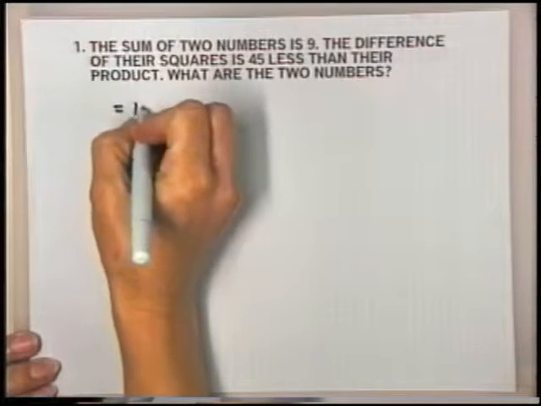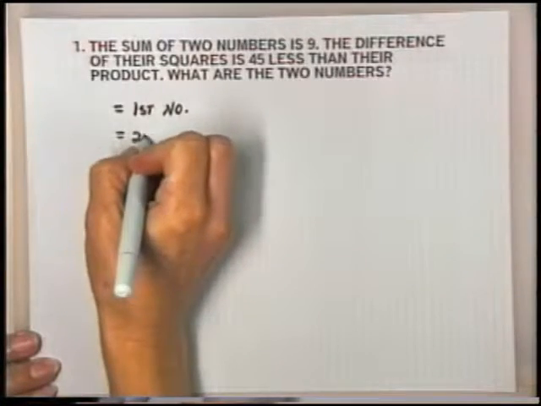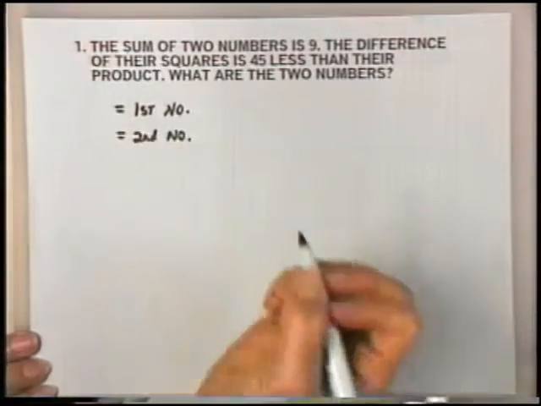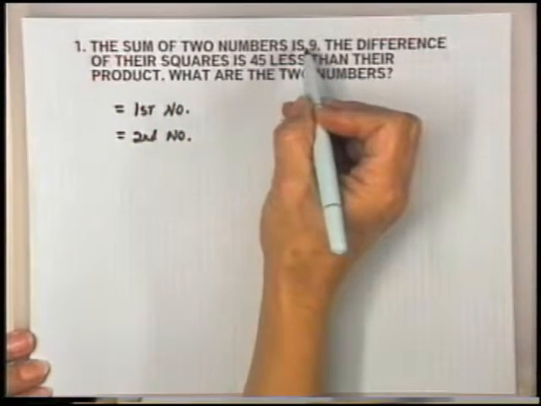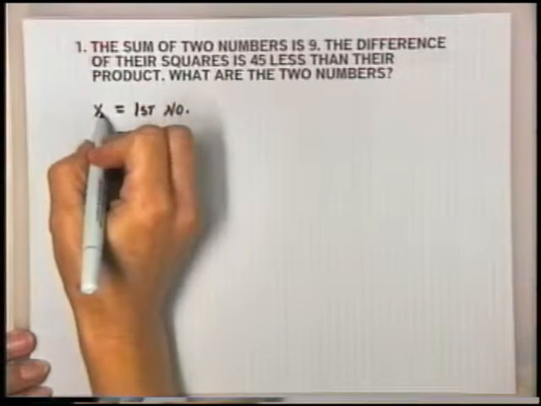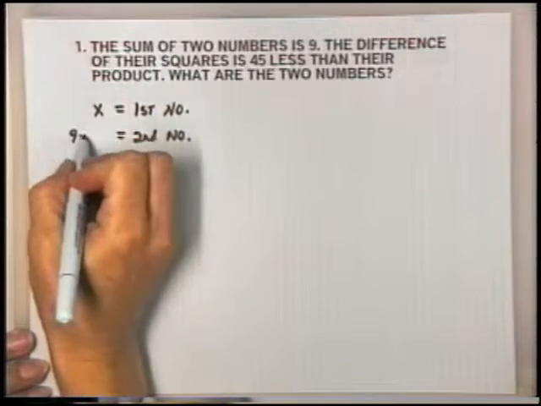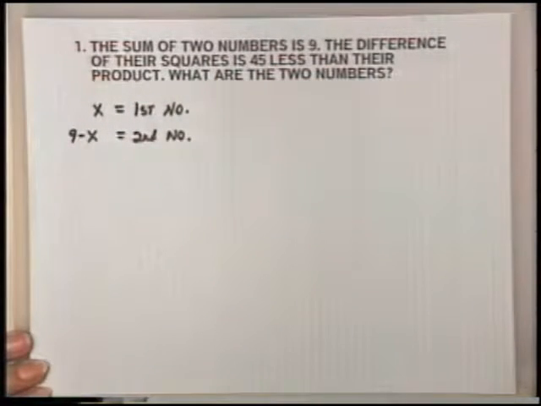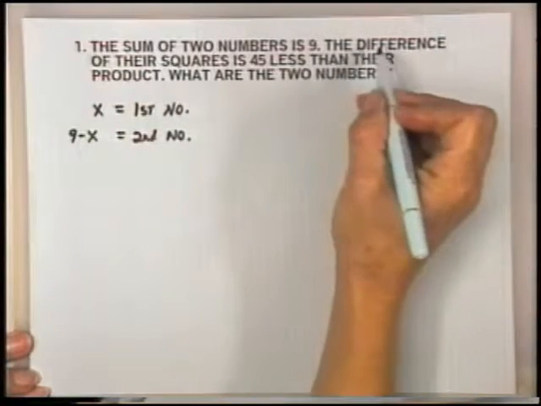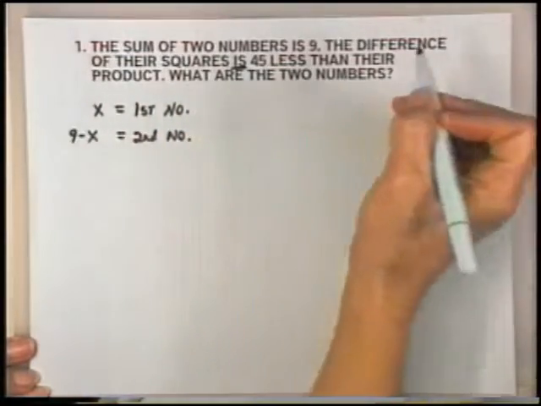We're looking for two numbers here, so we will need an expression for the first number and an expression for the second number. Using this first sentence, since the sum of the two numbers is 9, if we choose x to be the first number, if we subtract that first number x from 9, then we will have our second number. Now, looking at the problem, the difference of their squares is.